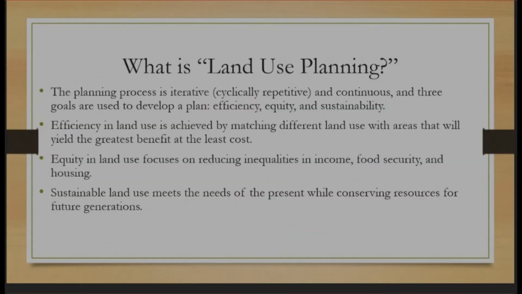So again, the planning process is iterative, or cyclically repetitive, and continuous. The three goals used to develop a plan include efficiency, second, equity, and third, sustainability. Efficiency in land use is achieved by matching different uses with areas that will yield the greatest benefit at the least cost. Equity in land use focuses on reducing inequalities in income, food security, and housing. Sustainable land use meets the needs of the present while conserving resources for future generations.